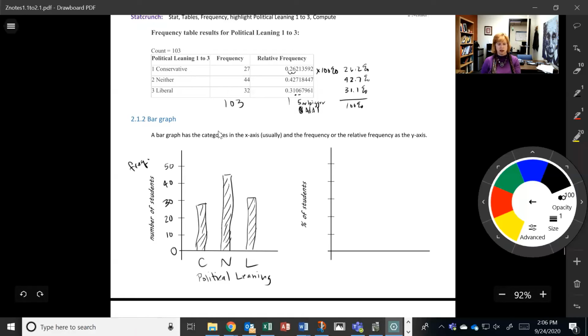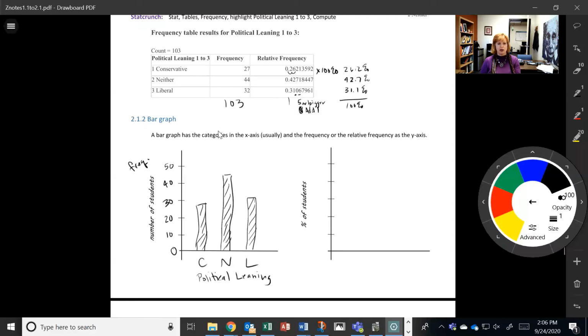So you can see that quickly by the graph. I'd have to read each number to get this information, but you can look quickly and say, oh okay, the most frequent choice was neither. They're neither conservative nor liberal. They're in the middle. Lots of people in there, and in your class. And then these two, approximately the same. They're both around 30%. So one's a little bit more.